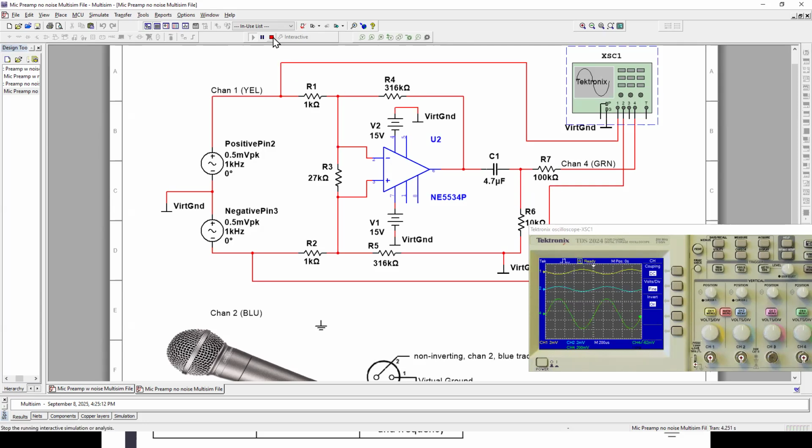Now, let's add noise. I'm going to add two more generators here and put them in phase. If you have a cable with the balanced signal, which is basically the inverted signal on both pins, and that cable is subjected to noise, let's say a Volkswagen drives by.